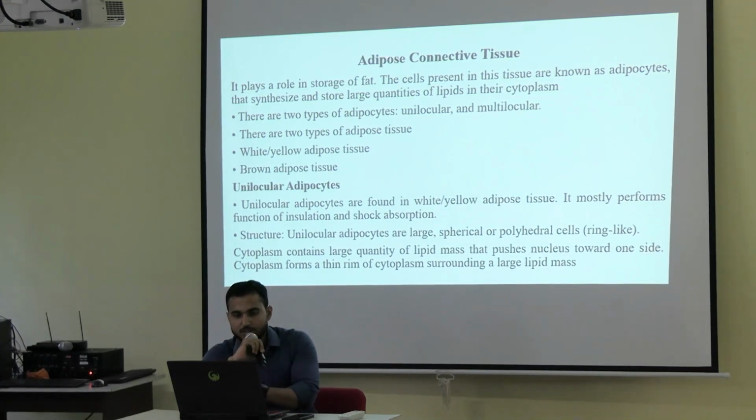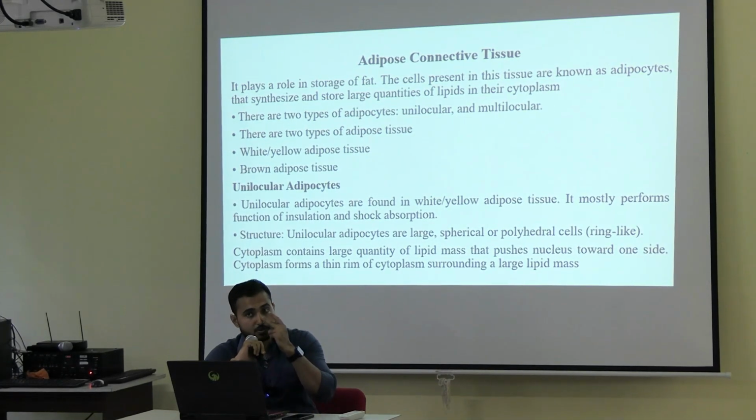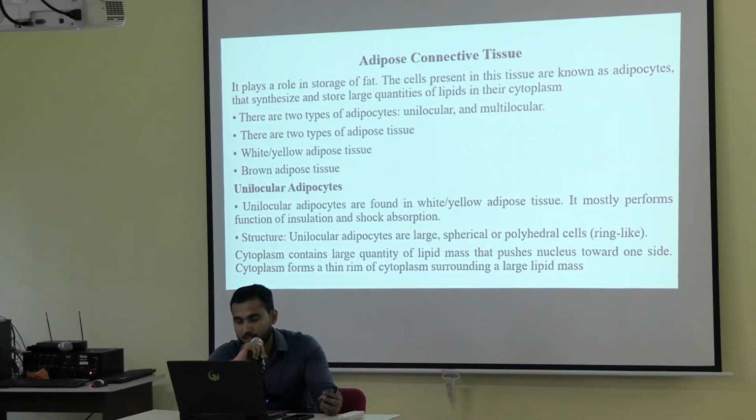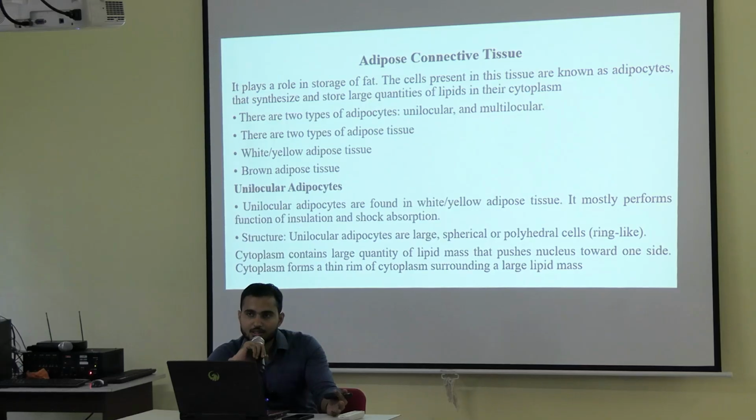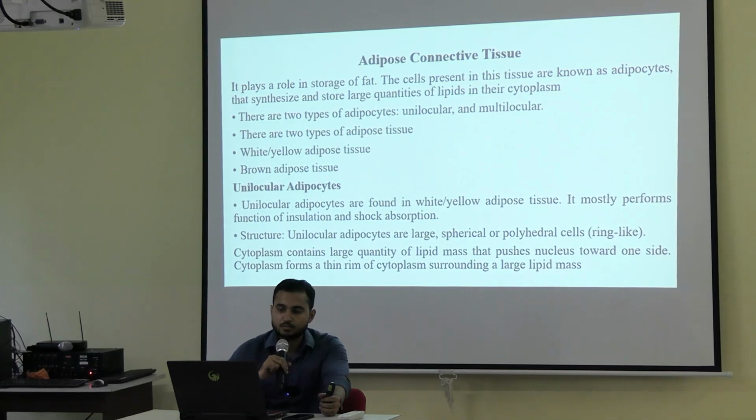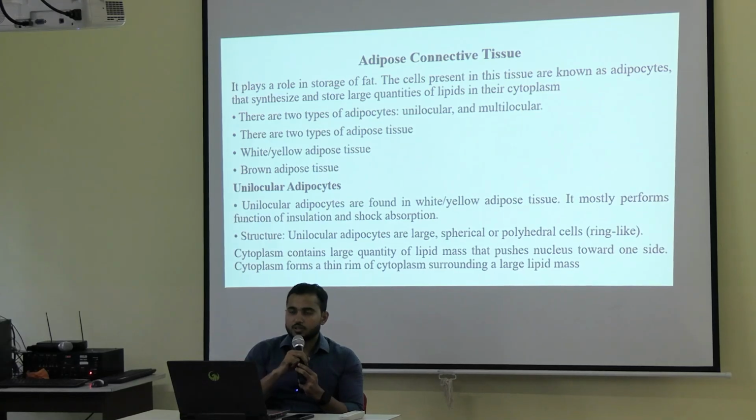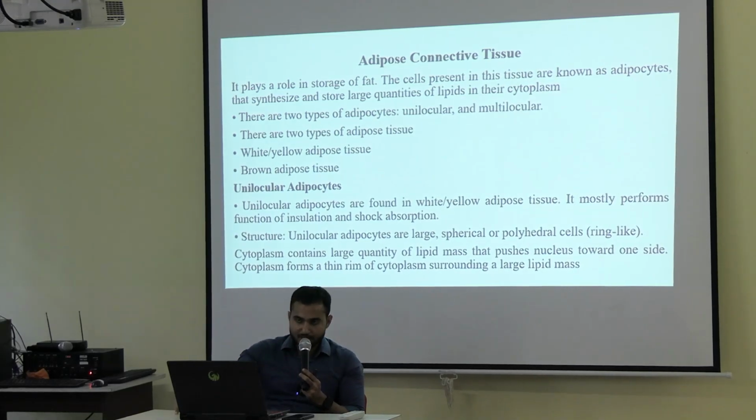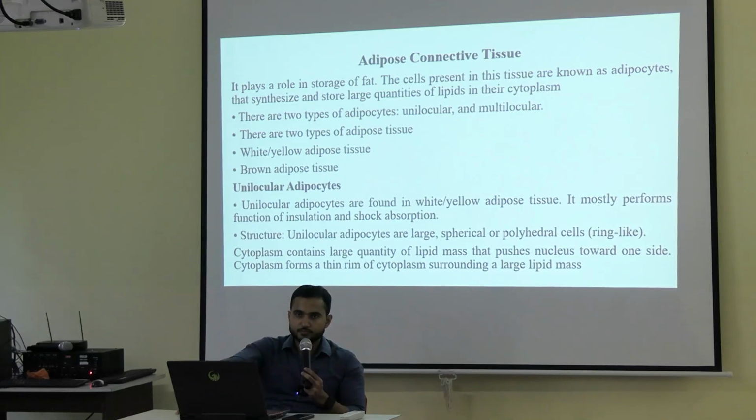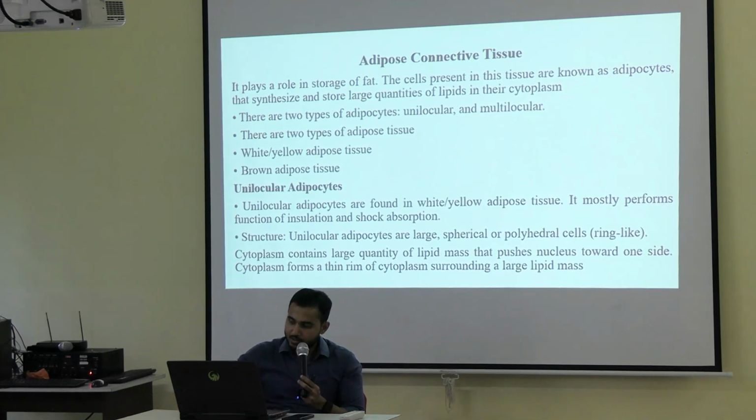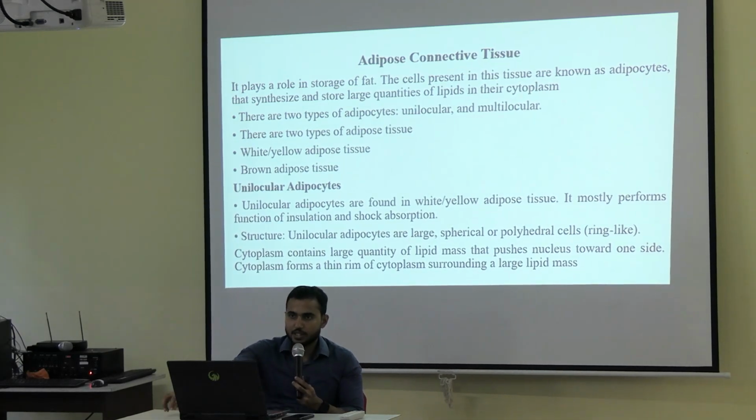Next, what is the next tissue? Adipose connective tissue. This tissue you have to see under the microscope today. So what is the role of adipose connective tissue? To store fat. Now there are two things: adipose tissue and adipocytes. What does that mean? The cells which are present in the tissue are called adipocytes. And together all the cells form the adipose tissue.